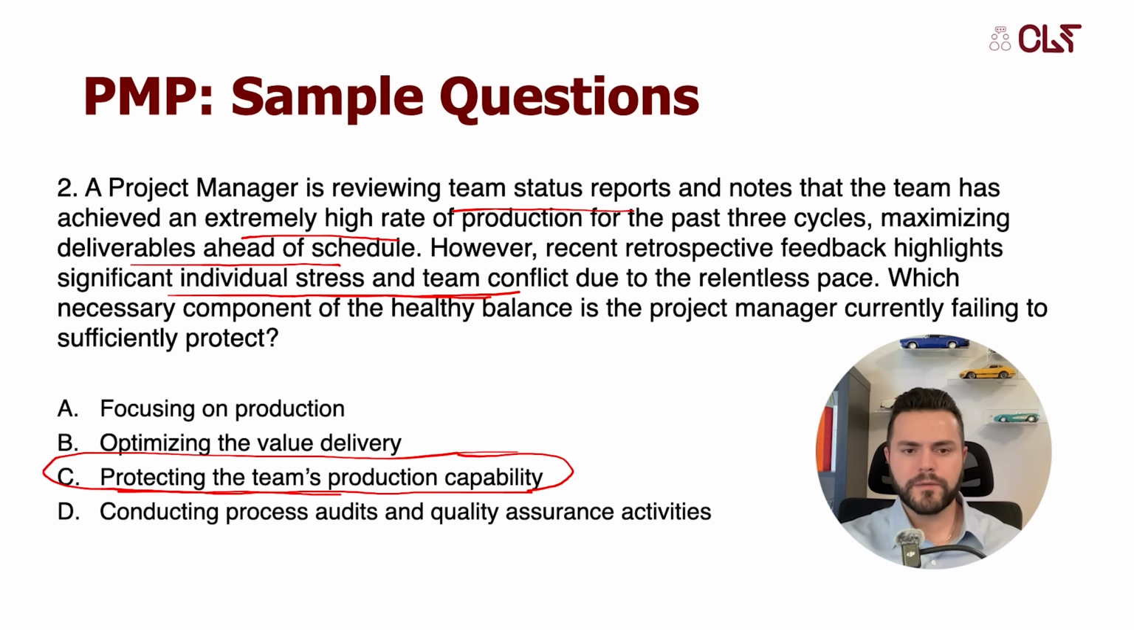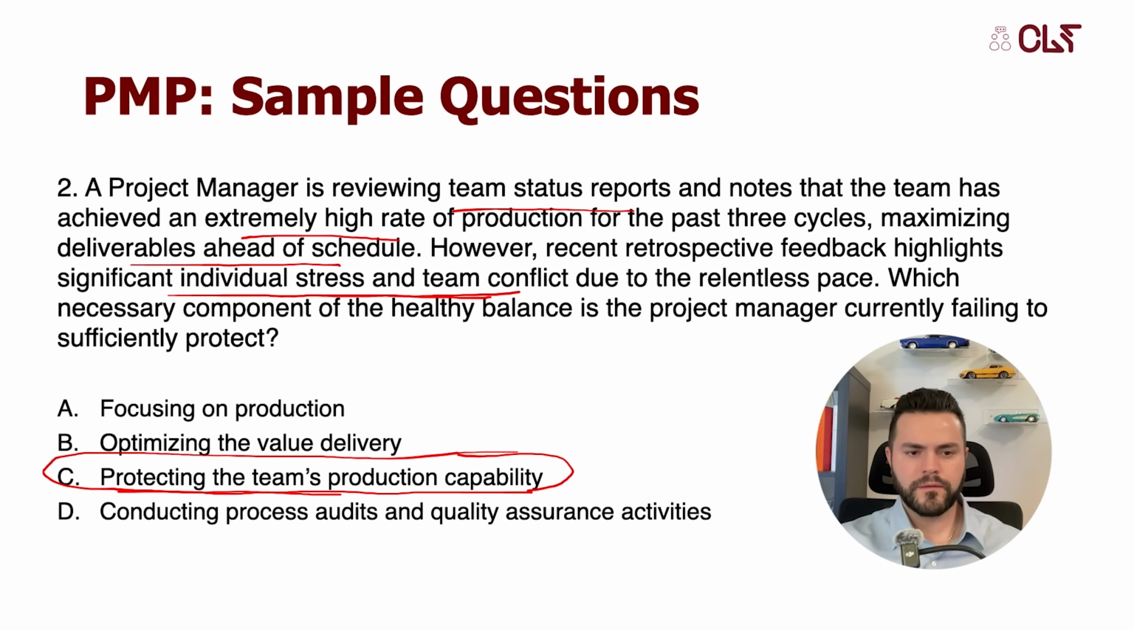Which necessary component of the healthy balance is the project manager currently failing to sufficiently protect? A. Focusing on production, B. optimizing the value delivery, C. protecting the team's production capability, and D. conducting process audits and quality assurance activities. So which one is the right answer? Well, item C is the right answer, protecting the team's production capability.